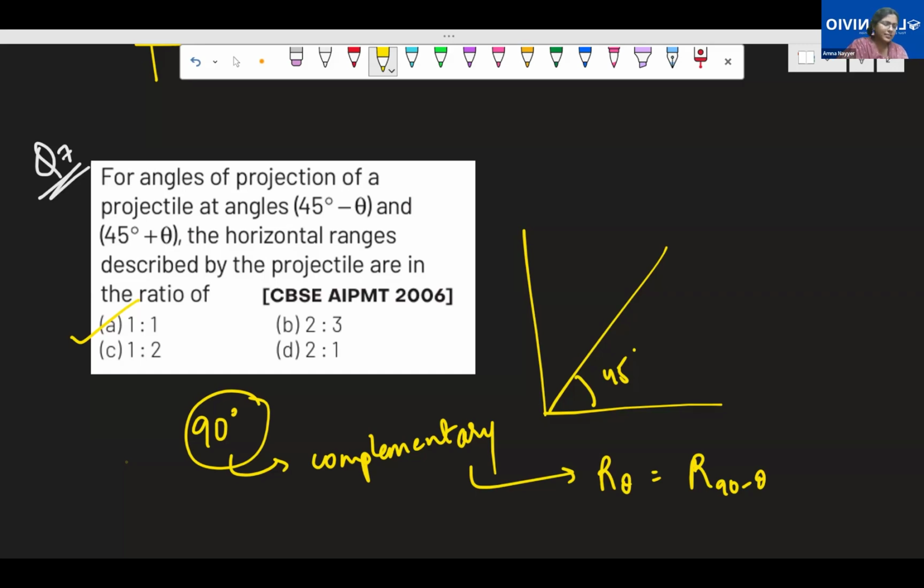Otherwise, it's a very easy question. But this kind of concept I've seen, Maha, has been used a lot. In other questions also I've seen that this concept has been used a lot. Before that, just copy this down, and there are one or two theoretical things I have to discuss with you.